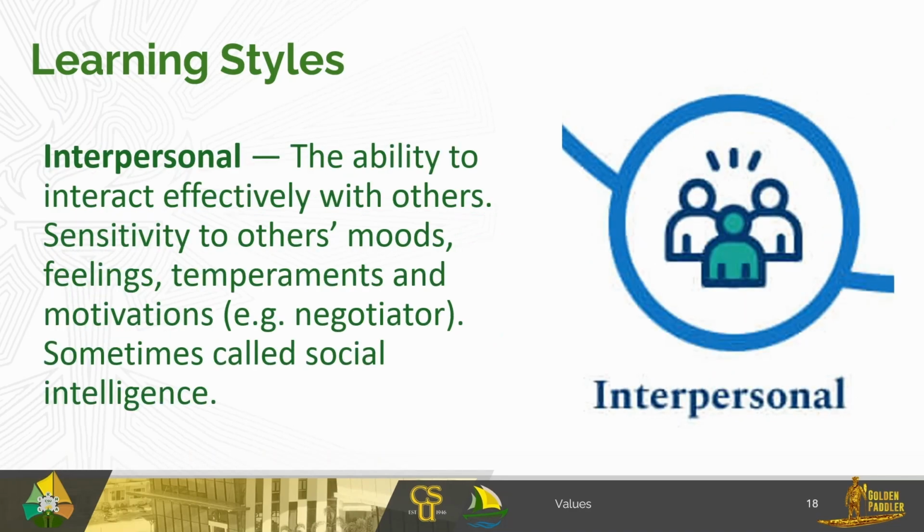Next is interpersonal style. This refers to the ability to interact effectively with others. This includes sensitivity to others' moods, feelings, temperaments, and motivations. And this is sometimes called social intelligence. Interpersonal learners are those who learn by relating to others. Often, these people share stories, work best in teams, and compare their ideas to the ideas of others. In a sense, others help them think of new ideas of their own.